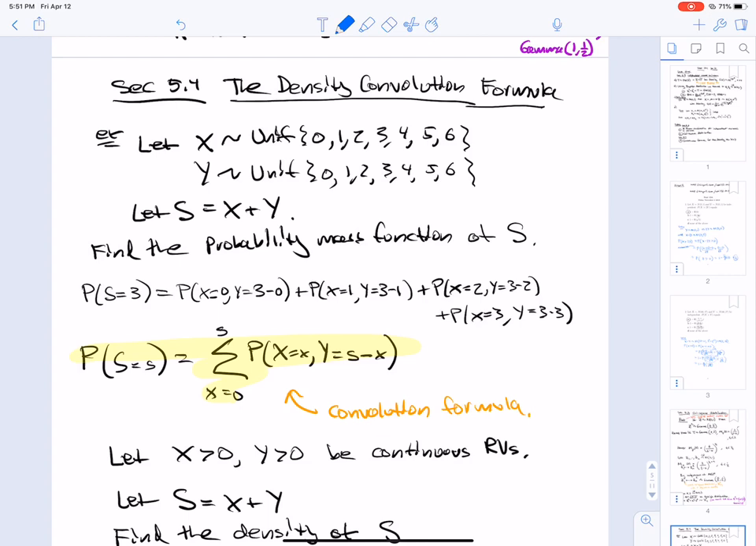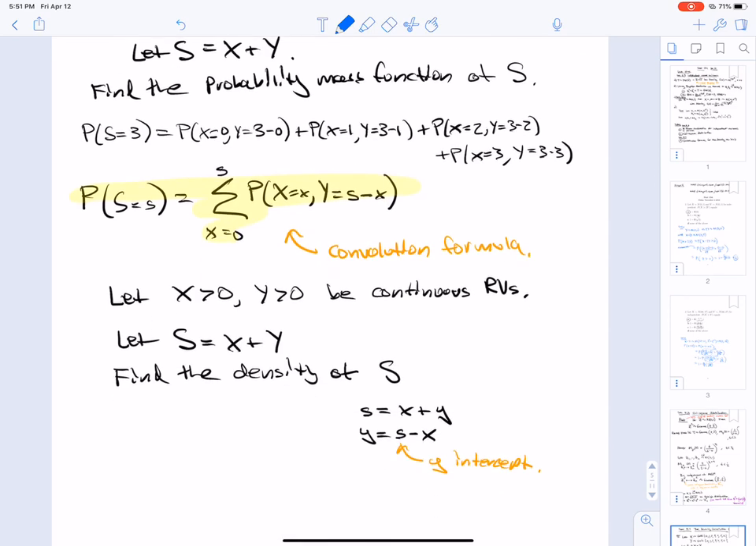So the probability that S is 3, for example: if S is 3, then X can be 0, 1, 2, or 3, and Y would then be 3 minus 0, 3 minus 1, 3 minus 2, 3 minus 3. So we get the convolution formula, summing over all the different values of X from 0 to S, and we have the joint function here where Y is written in terms of S and X, because Y is S minus X.